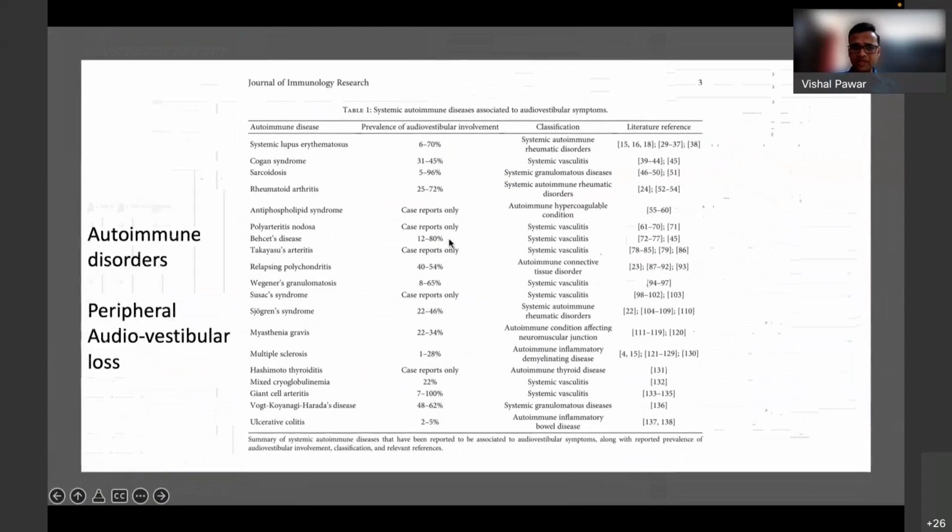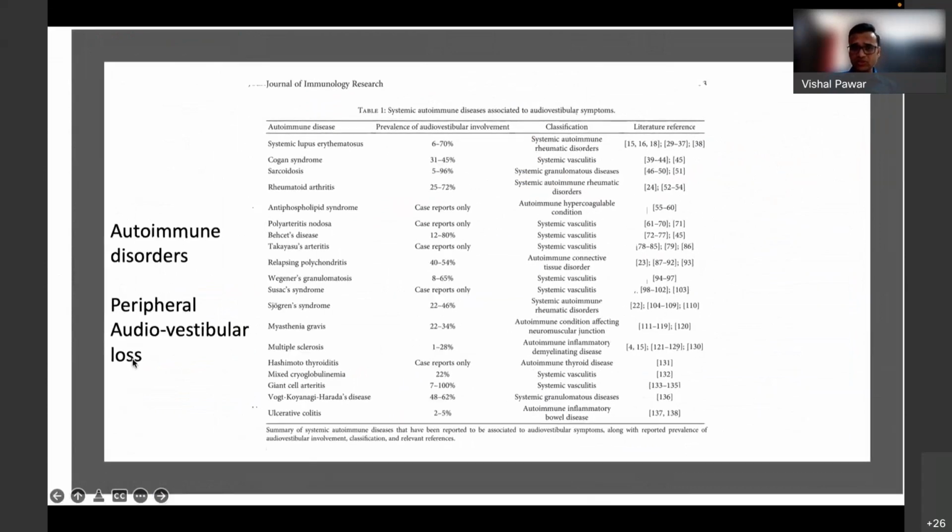Autoimmune disorders mainly involve the peripheral vestibular structures. The majority of them cause peripheral audiovestibular loss, but some of course can involve the central vestibular structures also.